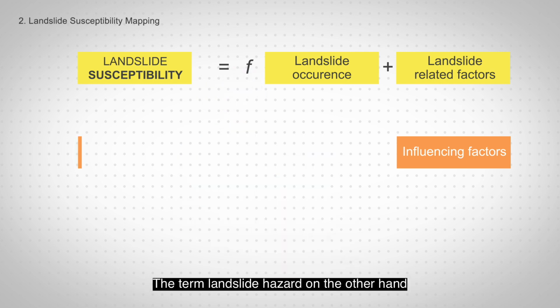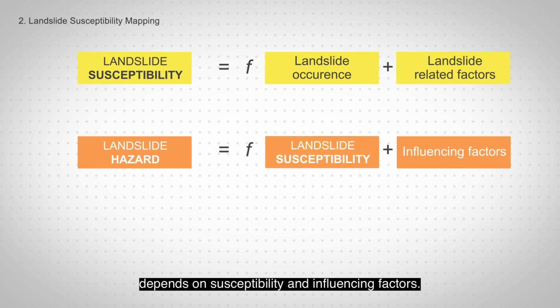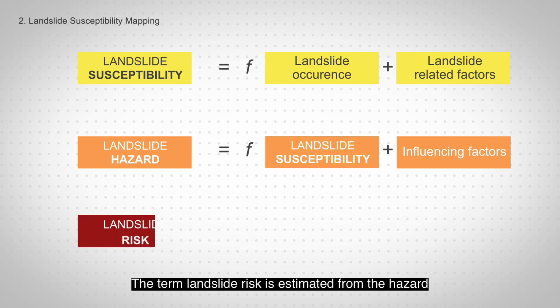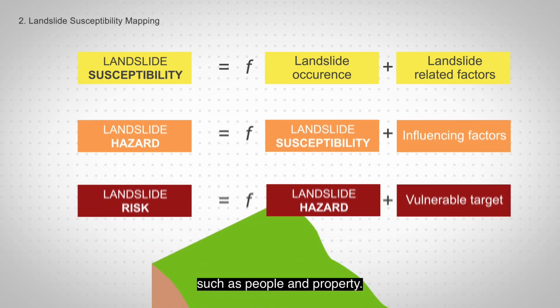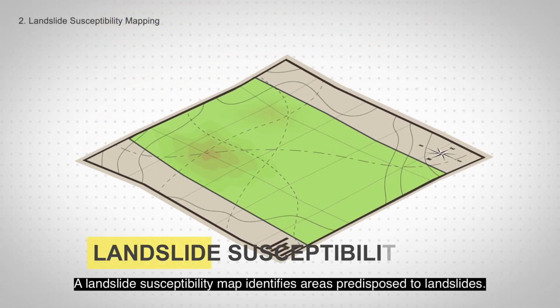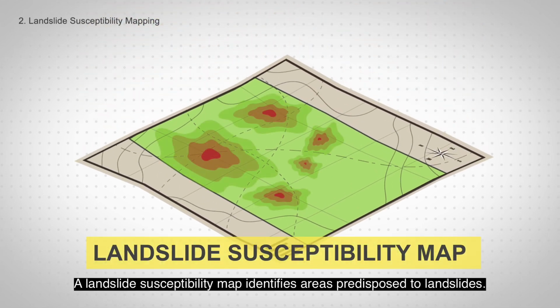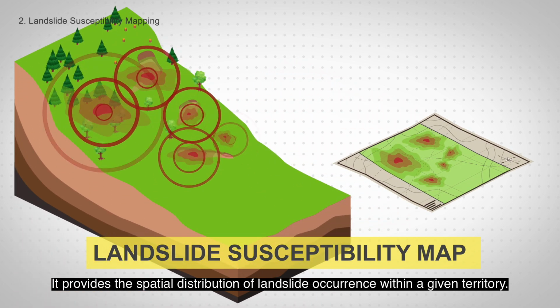The term landslide hazard, on the other hand, depends on susceptibility and influencing factors. The term landslide risk is estimated from the hazard and the presence of vulnerable targets, such as people and property. A landslide susceptibility map identifies areas predisposed to landslides. It provides the spatial distribution of landslide occurrence within a given territory.